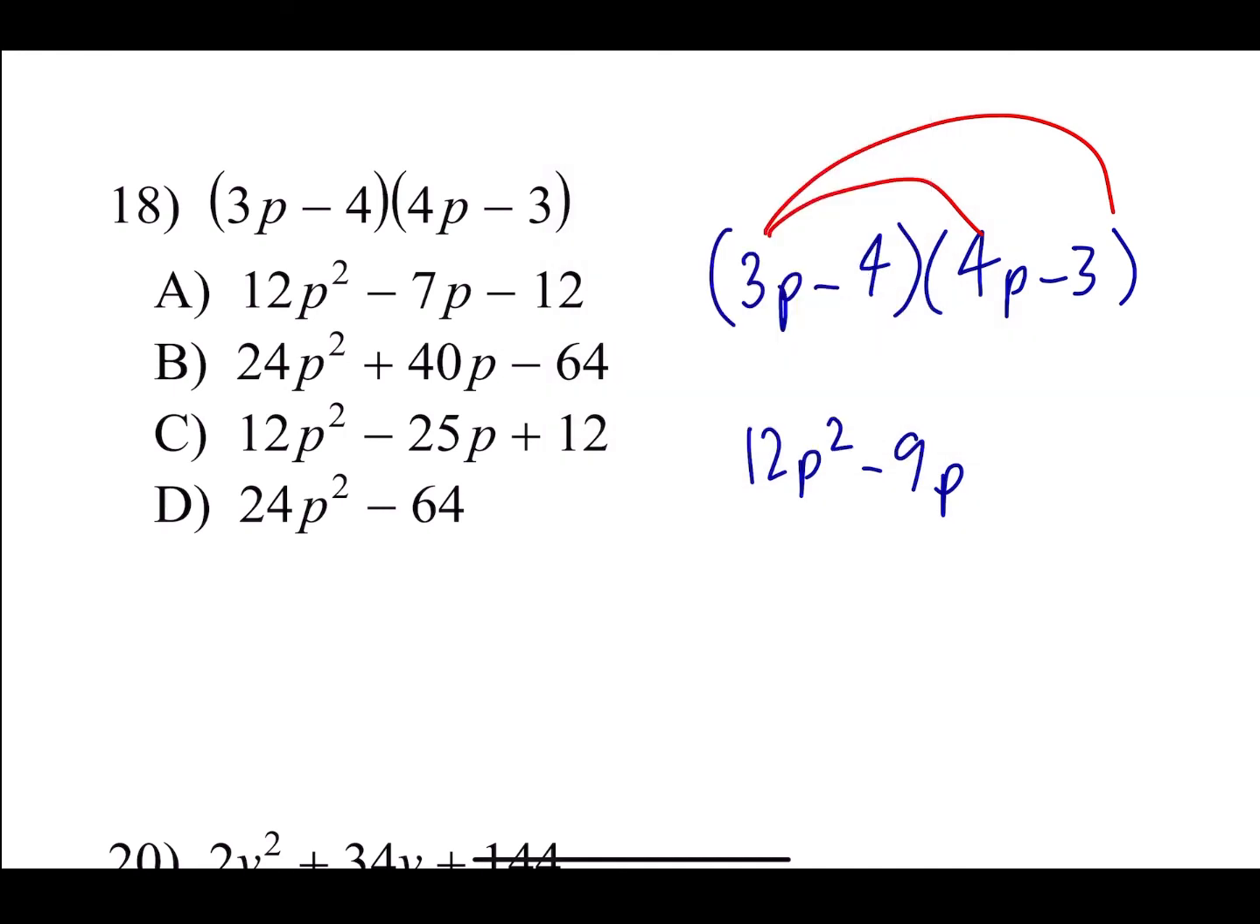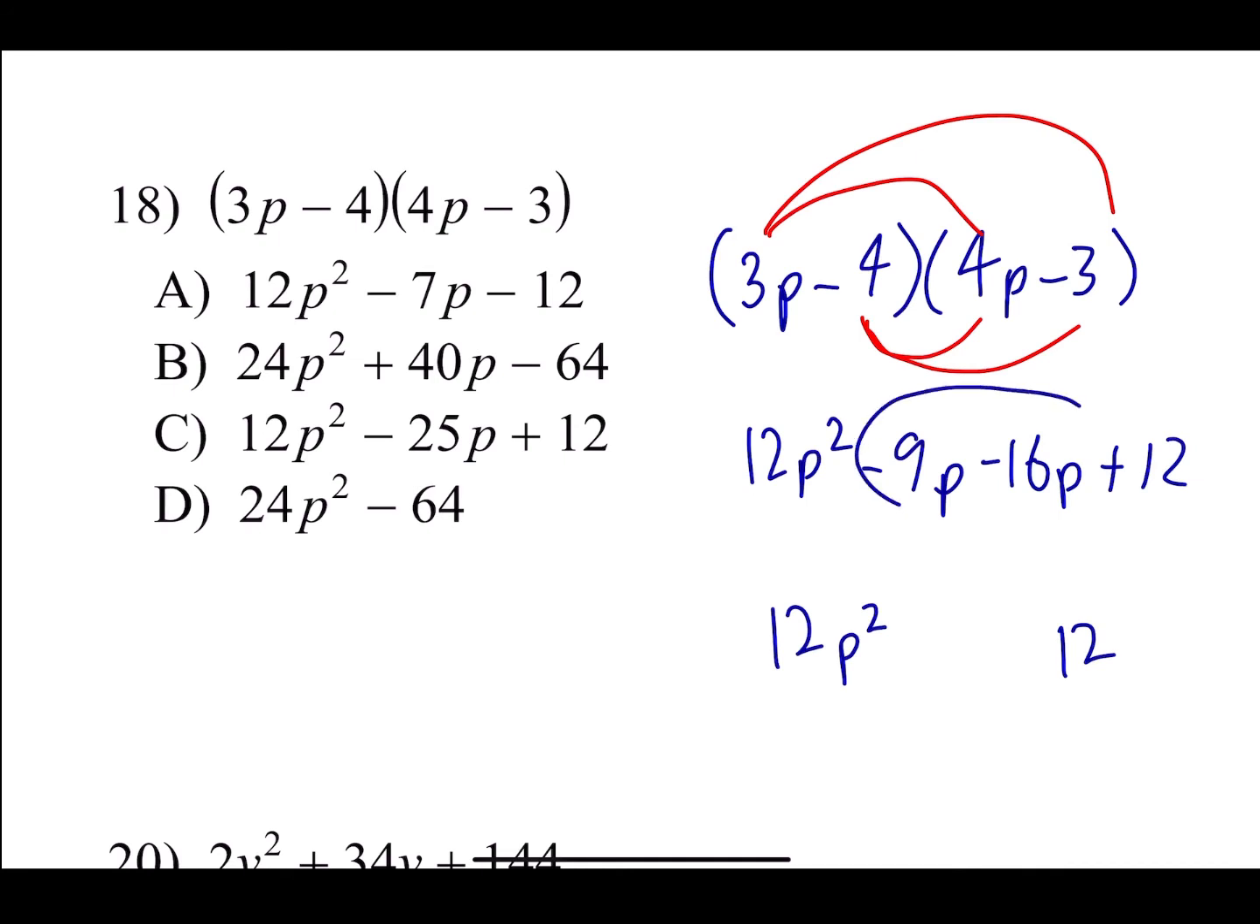Inner, negative 4 times 4p is negative 16p. And finally last, negative 4 times negative 3 is positive 12. So I end up just multiplying the outside and the insides in my head. And if I ever have to, I'll carefully add the inside and outsides together. Negative 9p minus 16p is negative 25p.